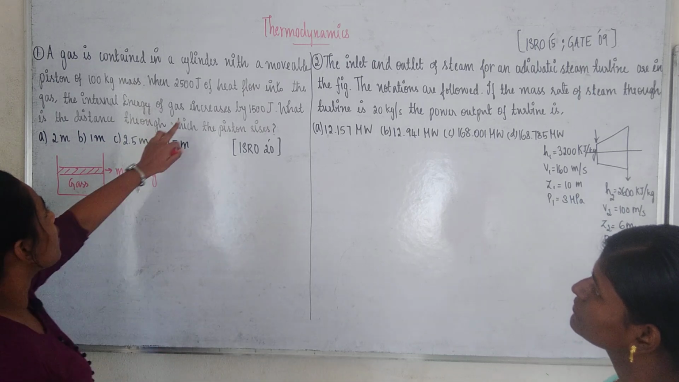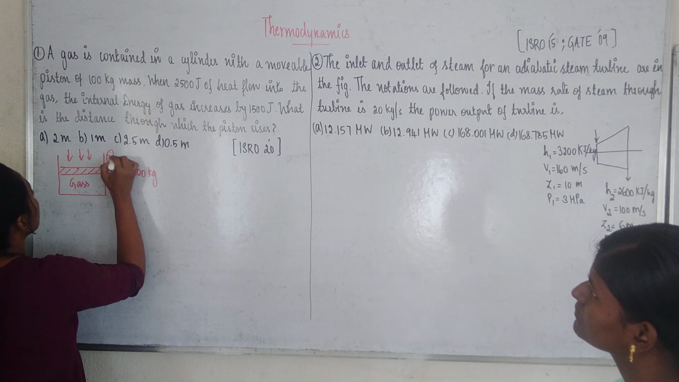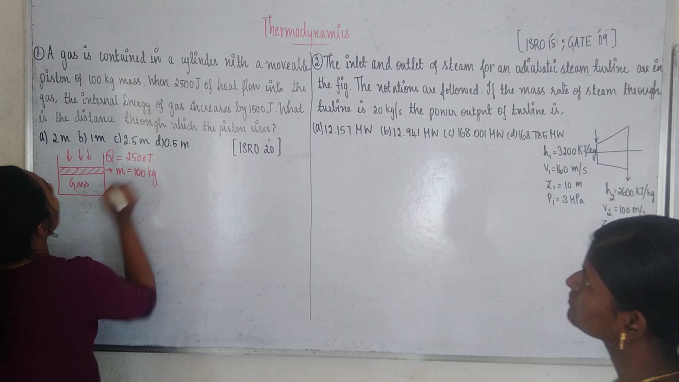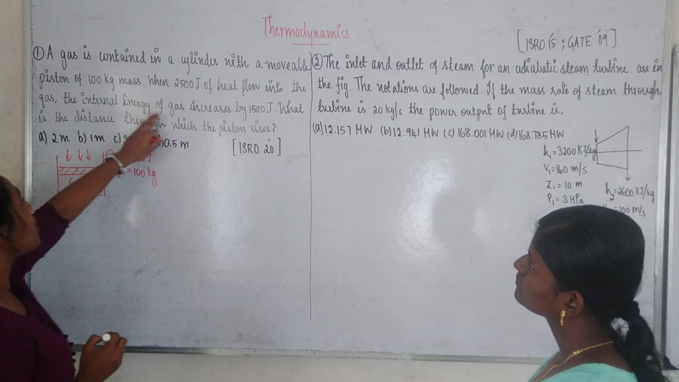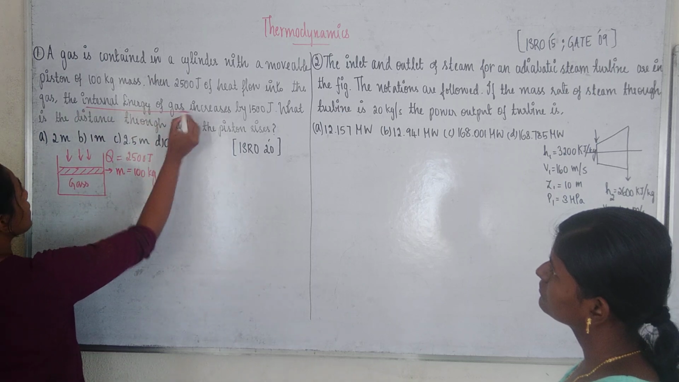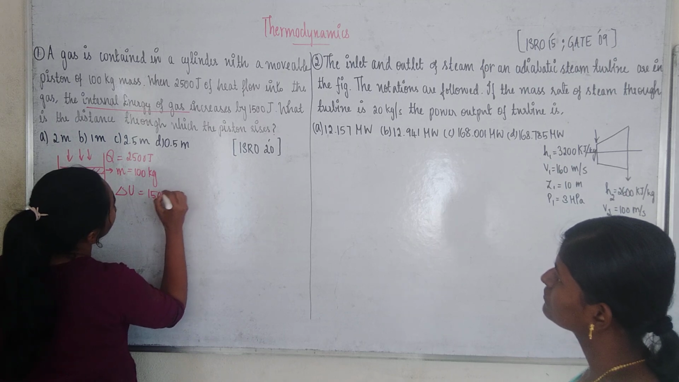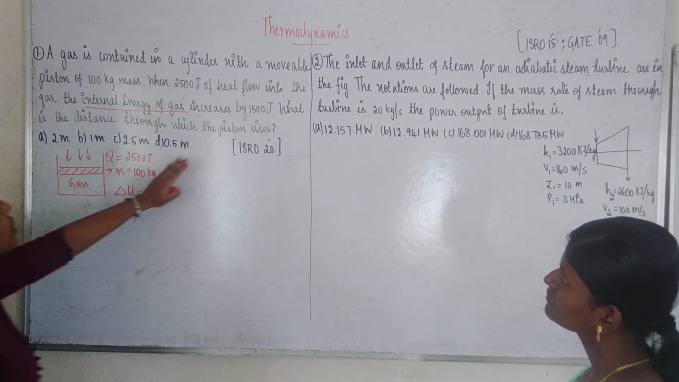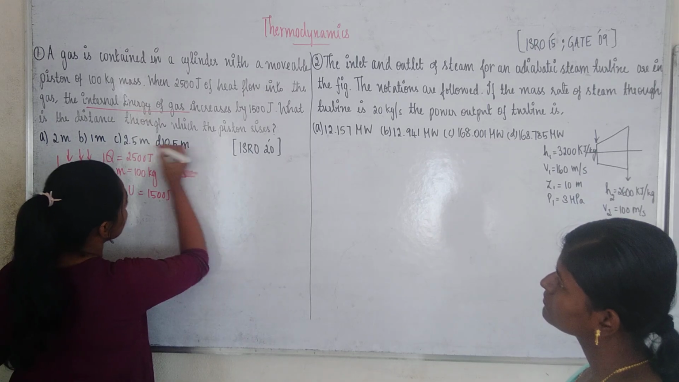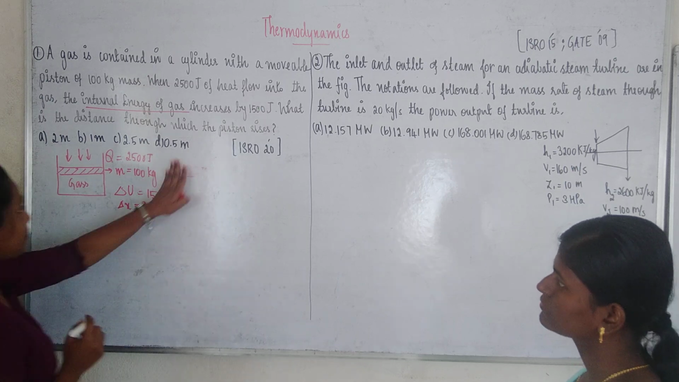When 2500 joule of heat flows into the gas, that is the heat flow Q is equal to 2500 joule flowing into the gas. The internal energy of gas increases by 1500 joule, which means delta U is equal to 1500 joule. What is the distance through which the piston rises? We have to find the distance through which the piston rises, that is delta x.